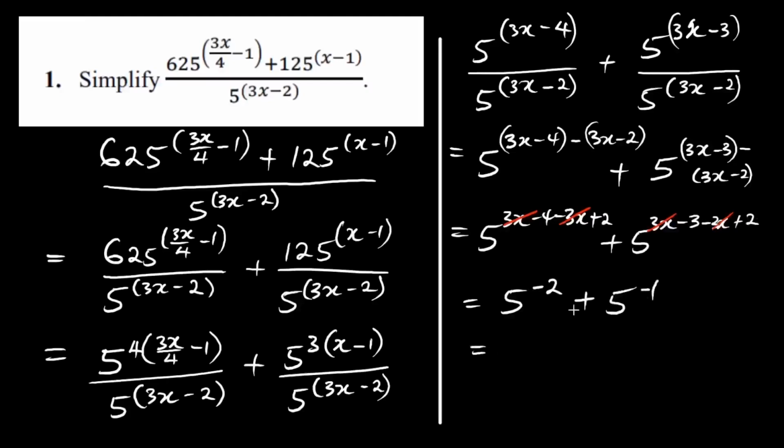So we're still using the law of indices. When we have a negative power, we are going to remove it by taking the inverse. So this is going to be 1 over 5 square plus 1 over 5 power 1, which is still the same thing as 5. So that's going to give 1 over 25 plus 1 over 5.